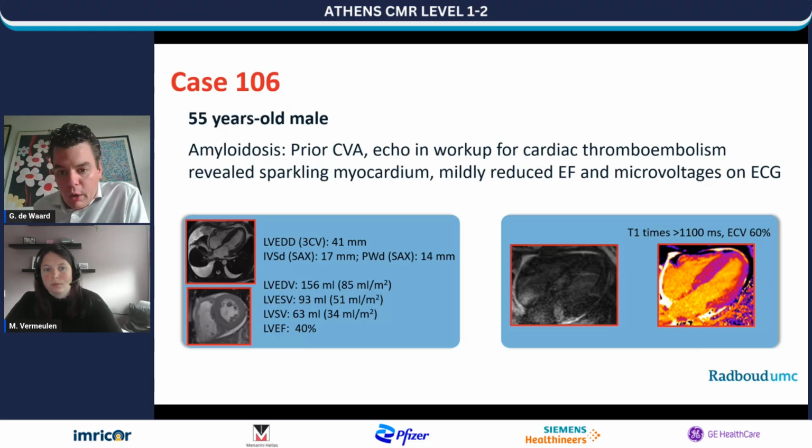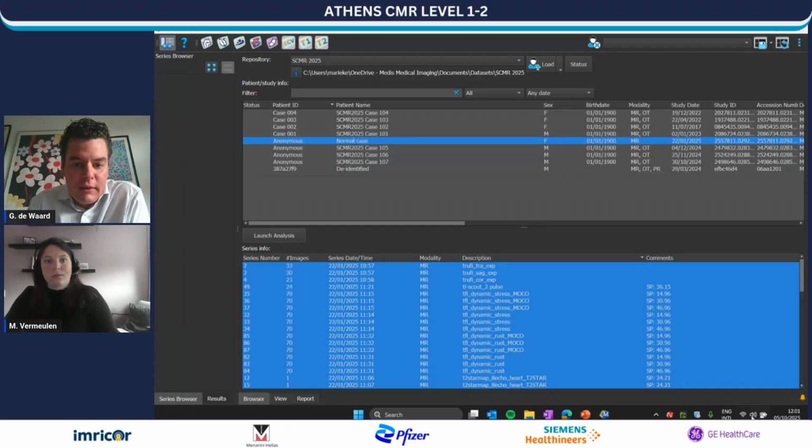What's also remarkable is that the T1 times are extremely elevated, and we use a 1.5 Tesla scanner. So the cutoff values do differ, of course, between 1.5 and 3 Tesla. But with our 1.5 Tesla scanner, we found T1 times globally of more than 1100 milliseconds. So that's highly elevated. It's very suspicious of amyloid disease, of course, with a very large extracellular volume of 60%. Yeah, Marika, you can run the analysis now and show us that.